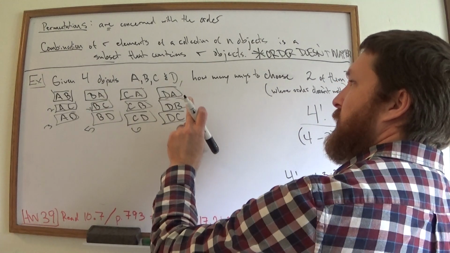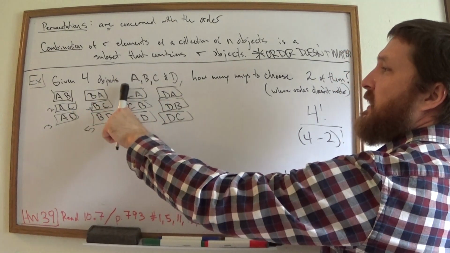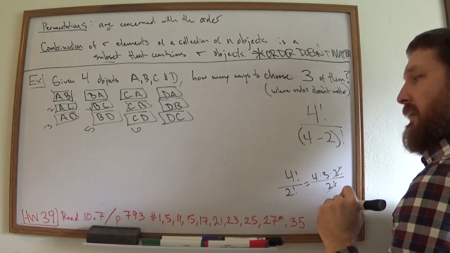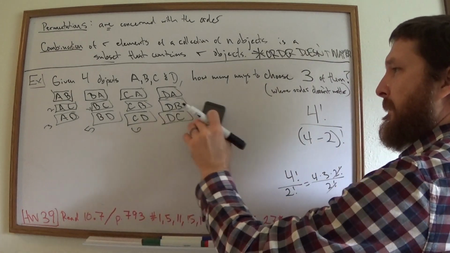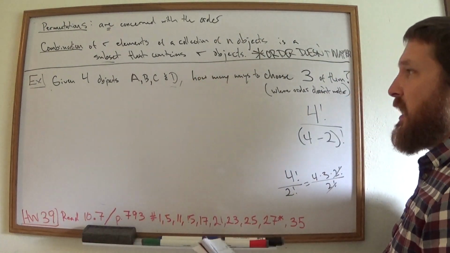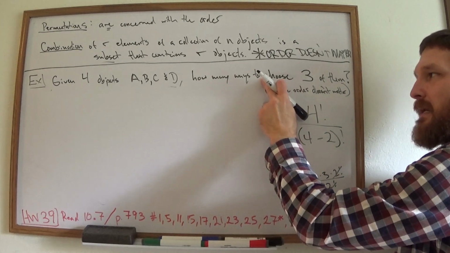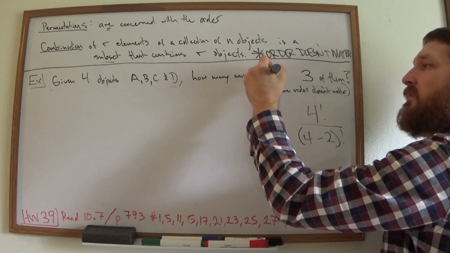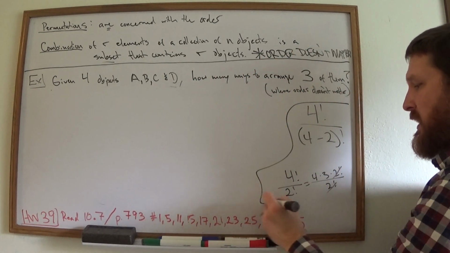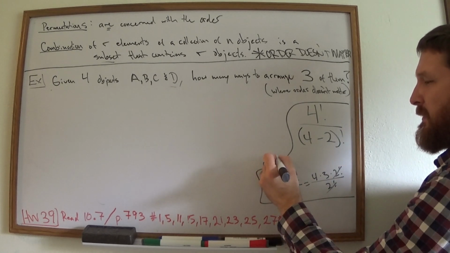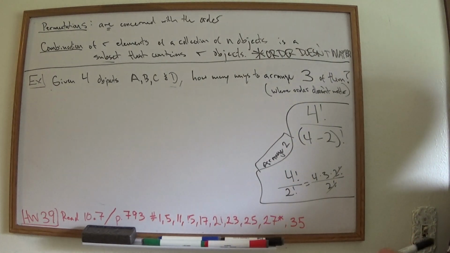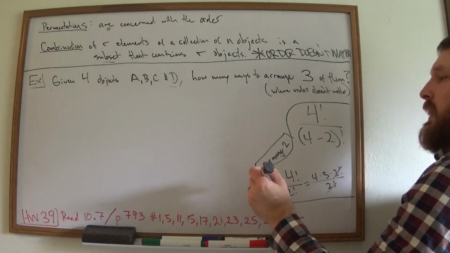Yes, and so let's think about it this way. Now, instead of saying, given 4 objects, A, B, C, and D, how many ways are there to choose 3 of them? Let's take a step back. Instead of saying choose, let's do this the same way that we did before. Let's say arrange 3 of them. This was when we arranged 4 of them. This is arrange 2, right? That's what we derived. So it'd just be 4 minus 3 at the bottom.